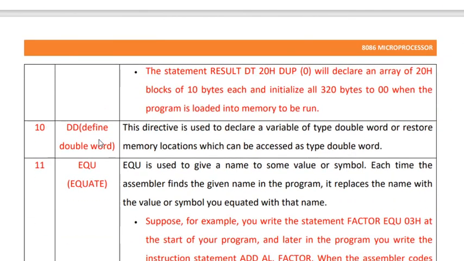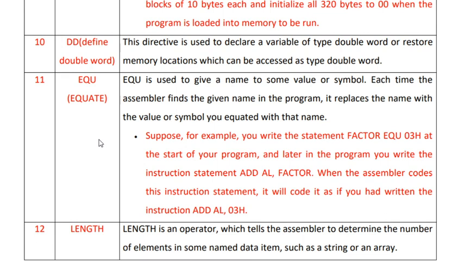Now we have another assembly directive that is called DD. So DD basically stands for define double word. This directive is used in order to declare a variable of type double word, whose memory locations can be accessed as double word. So these are the possible ways in which you can allocate memory to a variable using the various assembly directives.